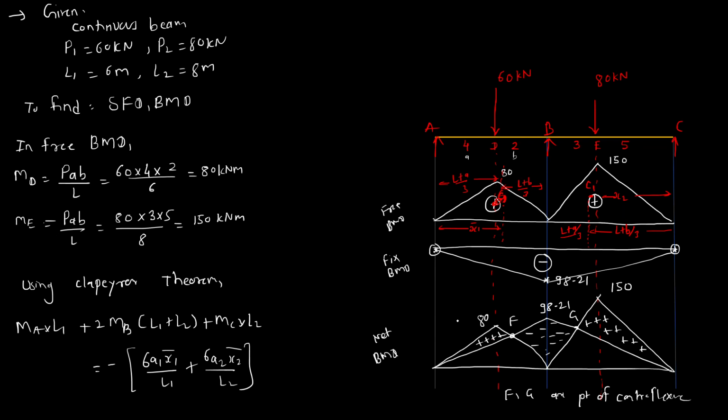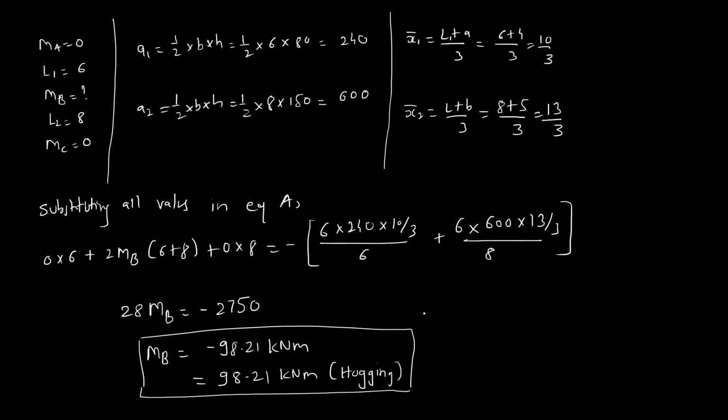Now we'll have to see how to draw the shear force diagram. So same thing, first we'll draw the given beam. Now on the given beam, we'll apply all the moments that we have calculated. So this is 0. Moment at B is 98.21 and moment at C is 0. This is A, B and C.